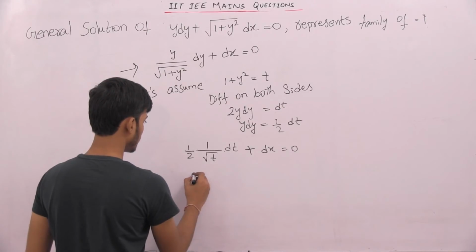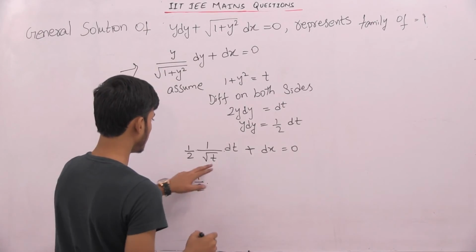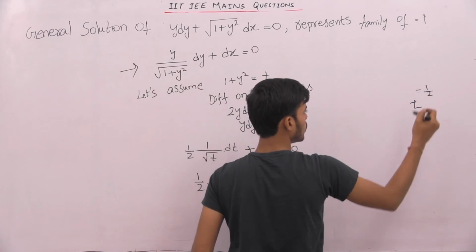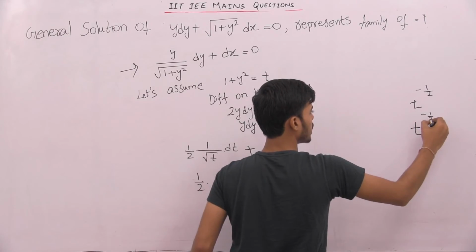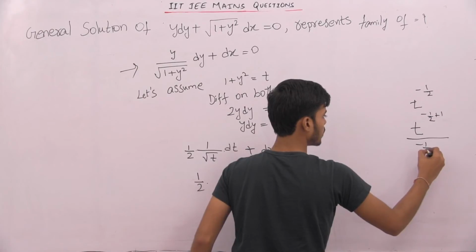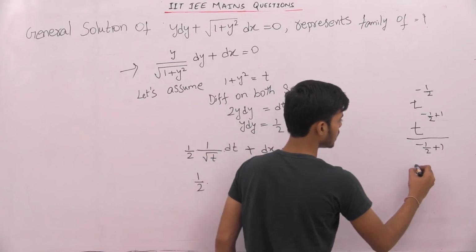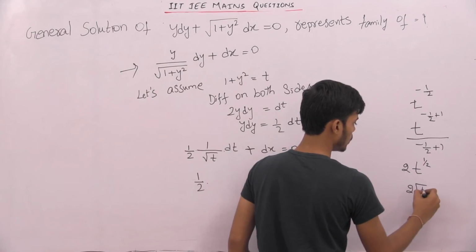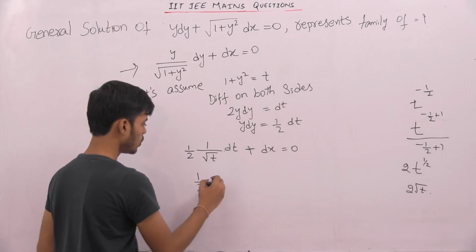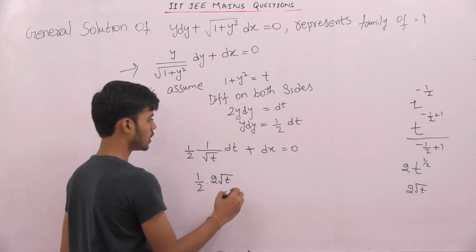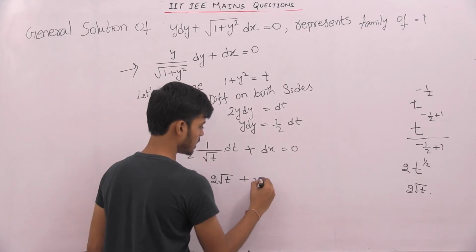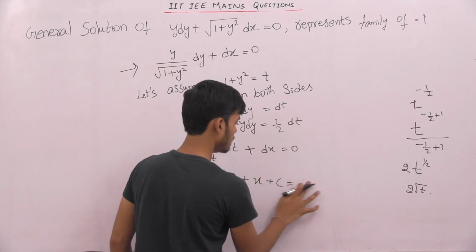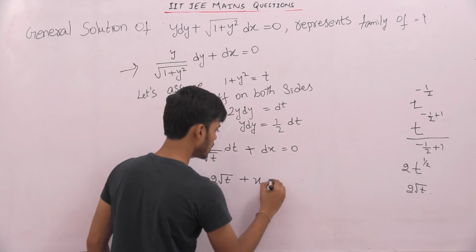Now 1 by root t, whose integral we know, can be integrated easily. Now integrating on both sides, half, let it be, and 1 by root t, consider it to be t power minus 1 by 2, whose integral is t power minus 1 by 2 plus 1 by minus 1 by 2 plus 1, which is t power 1 by 2 by 1 by 2, so 2t power 1 by 2, 2 root t, hence half into 2 root t plus integral dx is x plus integration constant. Let's put the constant over the other side, which is equals to c.